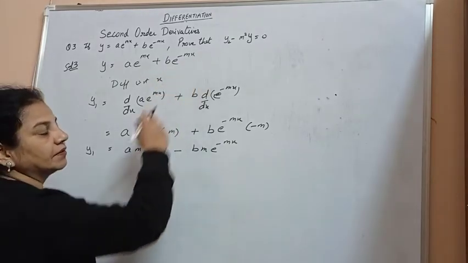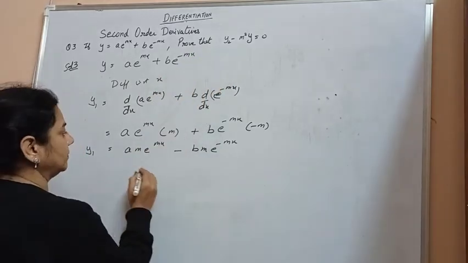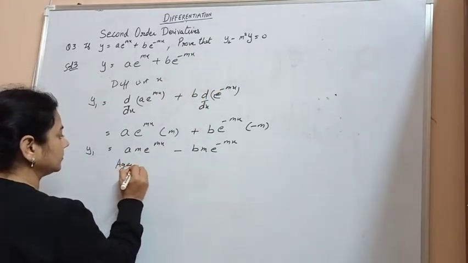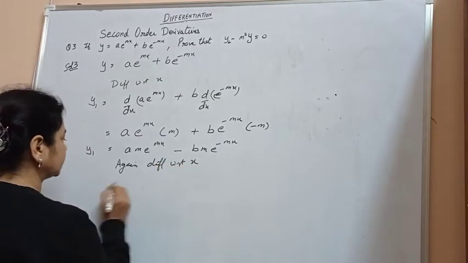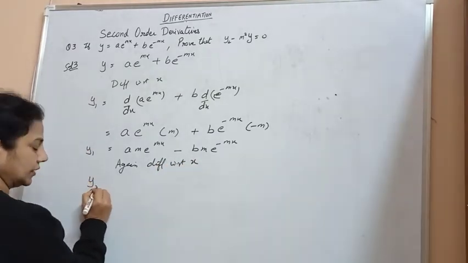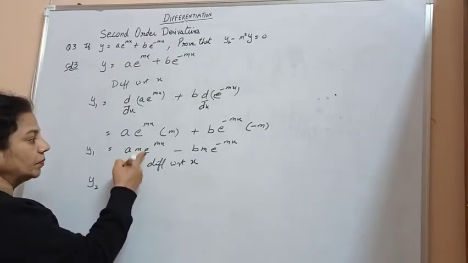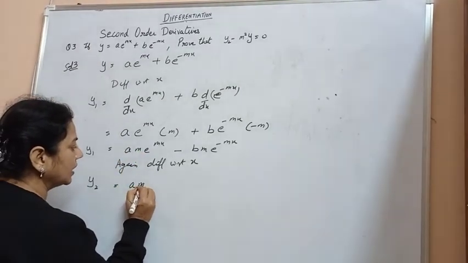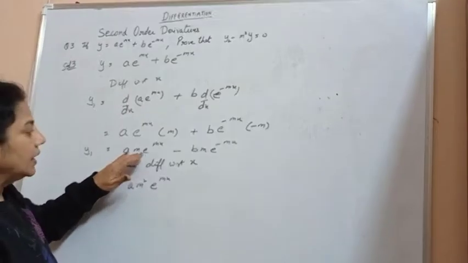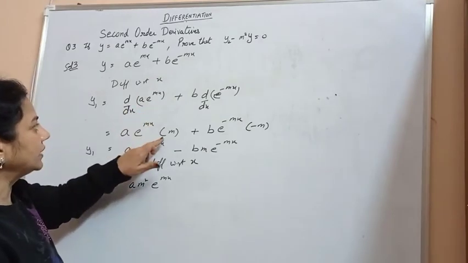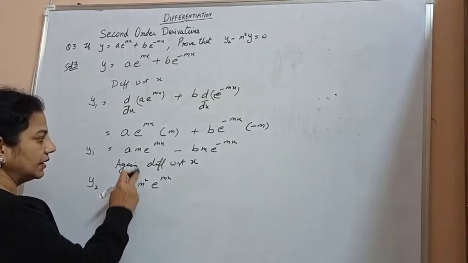As in the proof, I have to check for the second derivative. So again, differentiate with respect to x. So y1 becomes y2, the second derivative. The derivative of a m e to the power mx becomes a m square e to the power mx, because a m is a constant term and e to the power mx has just been calculated as e to the power mx into m. So I get m and m becomes twice.